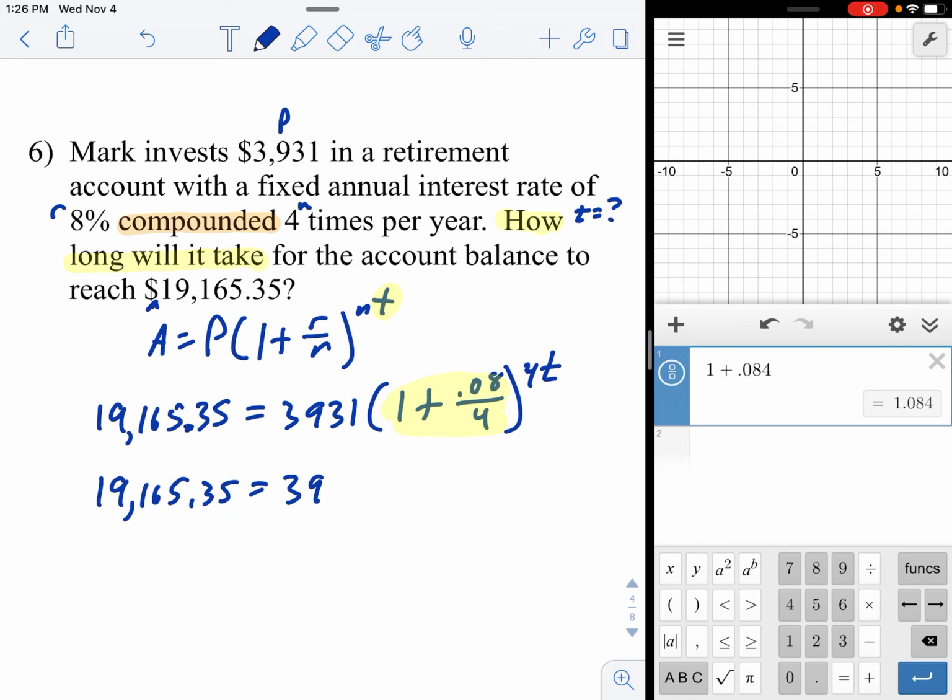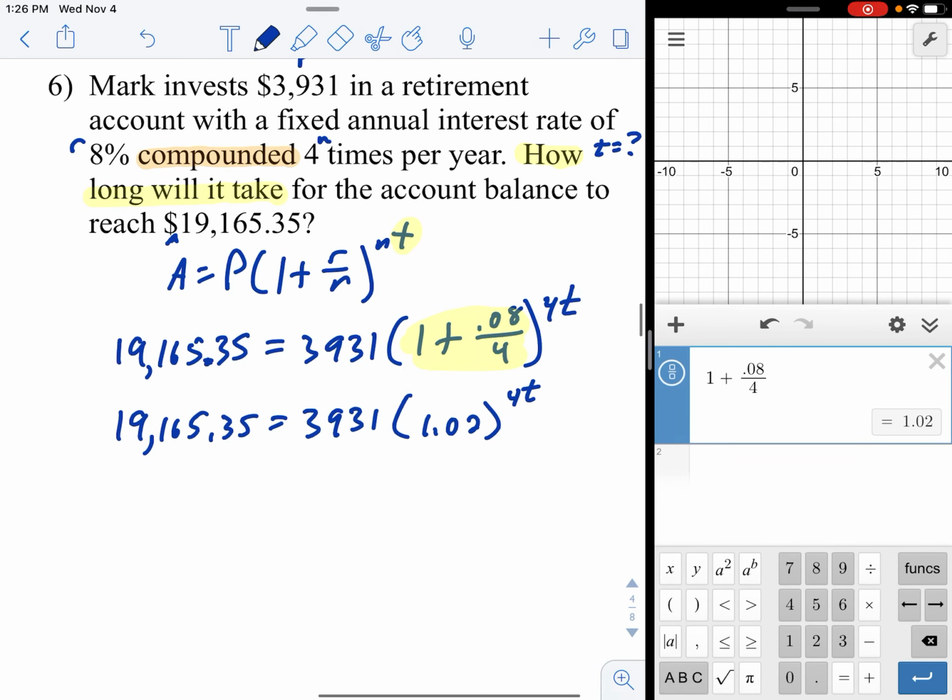So what is that? 1.08. Oh, darn it. I forgot to hit the divide button. 1.02. Sorry about that. Okay. Now, we've got over here on this side, 3,931 times 1.02 to the 4t.